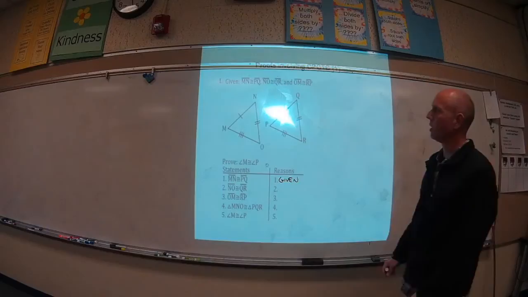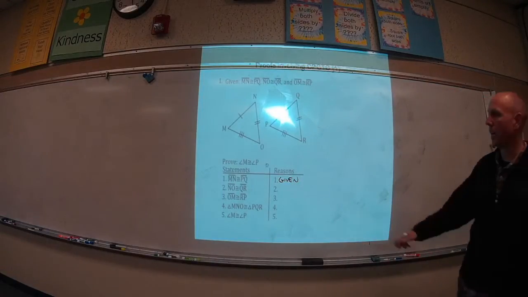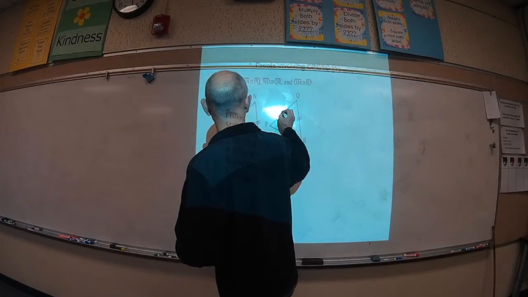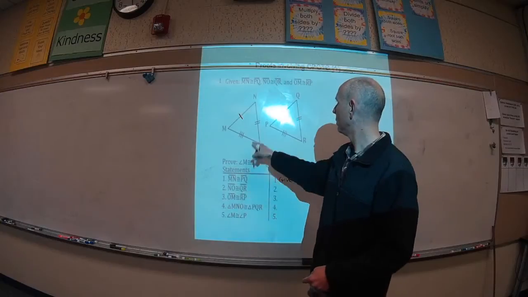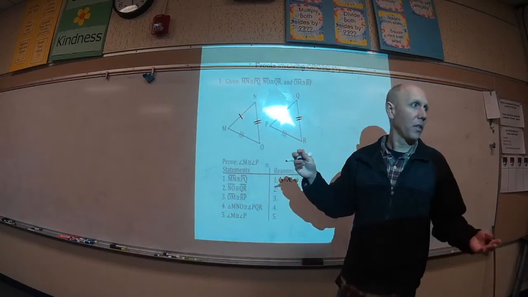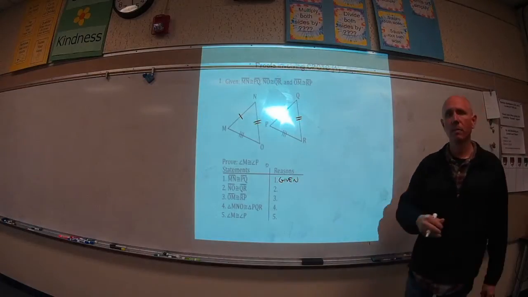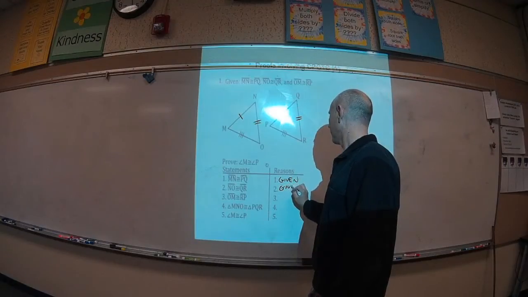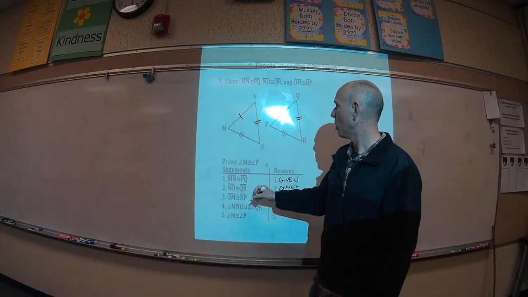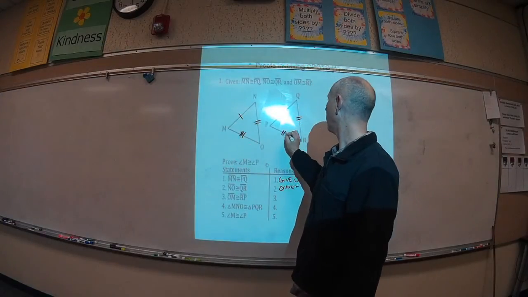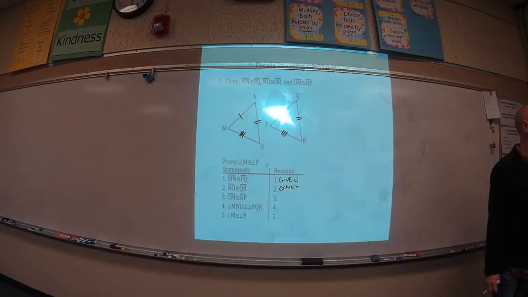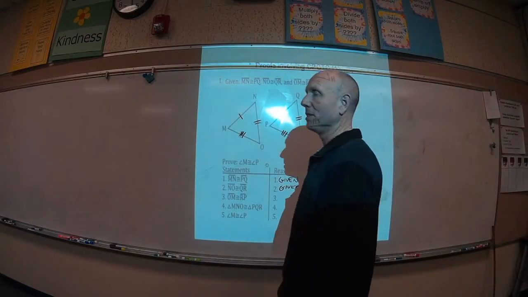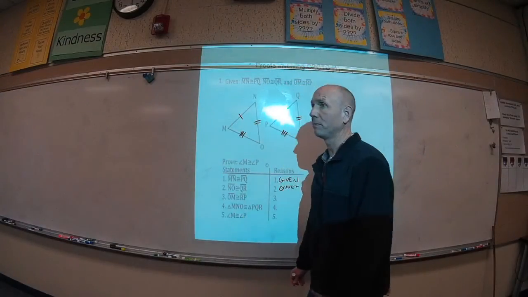How do you know that NO is congruent to RQ? I gotta mark this up as I go along though, don't I? MN, PQ. Good. How do I know that NO and RQ are congruent? Given. How do I know that OM is congruent to RP? Given.